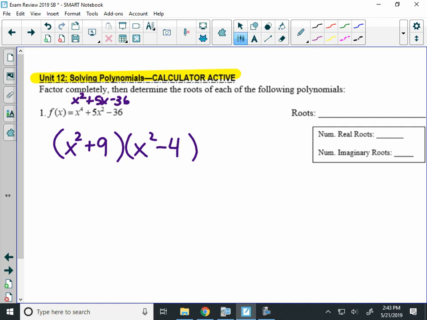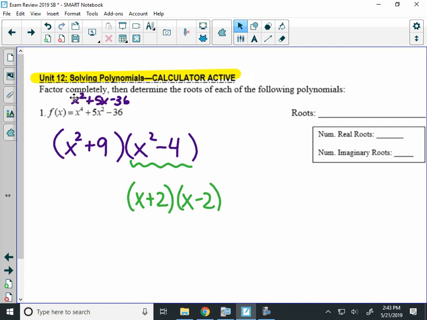Now that's not completely factored. I can factor this right factor as difference of squares. So x plus 2, x minus 2. And then the other factor is going to stay the same, x squared plus 9. That is prime. That one doesn't factor any farther because it's plus, not a difference.